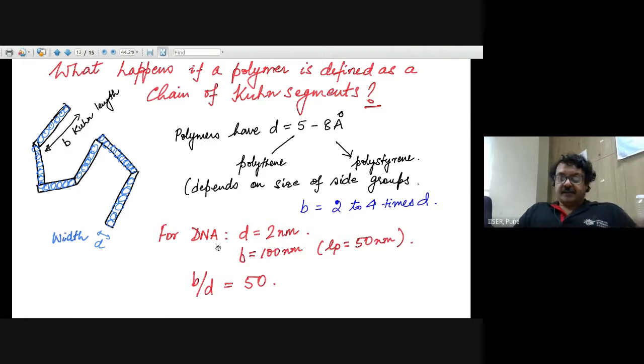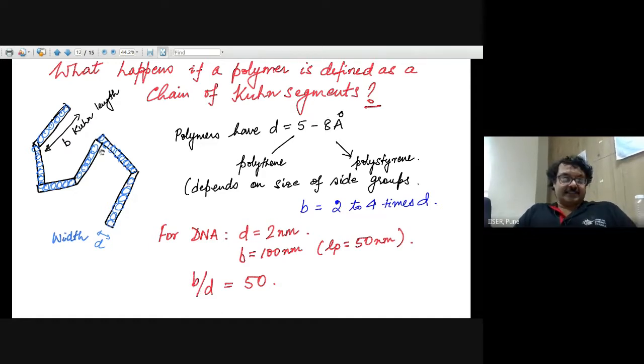And for DNA, or naked DNA without proteins, the D is actually 2 nanometers and B, the Kuhn length, is actually 100 nanometers, because the persistence length can be measured to be around 50 nanometers. So in that case, B by D is as large as 50, whereas usually it varies from 2 to 4 times D, but you can have extremely long Kuhn lengths, right?